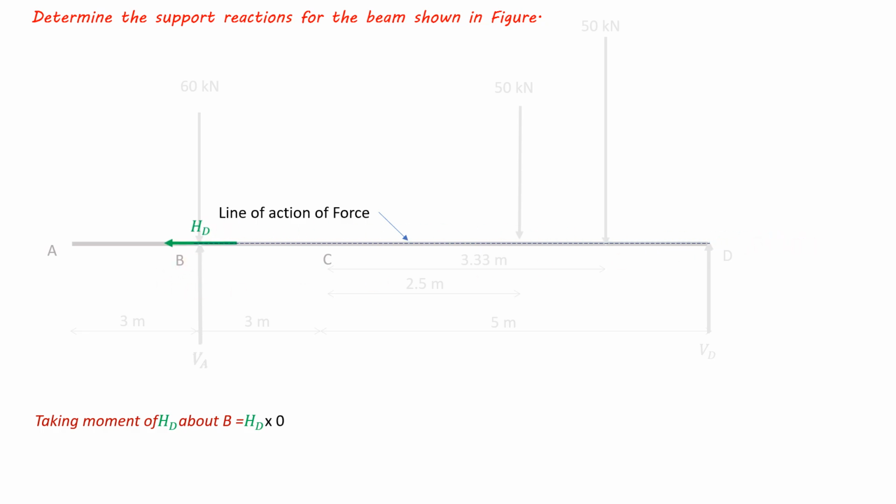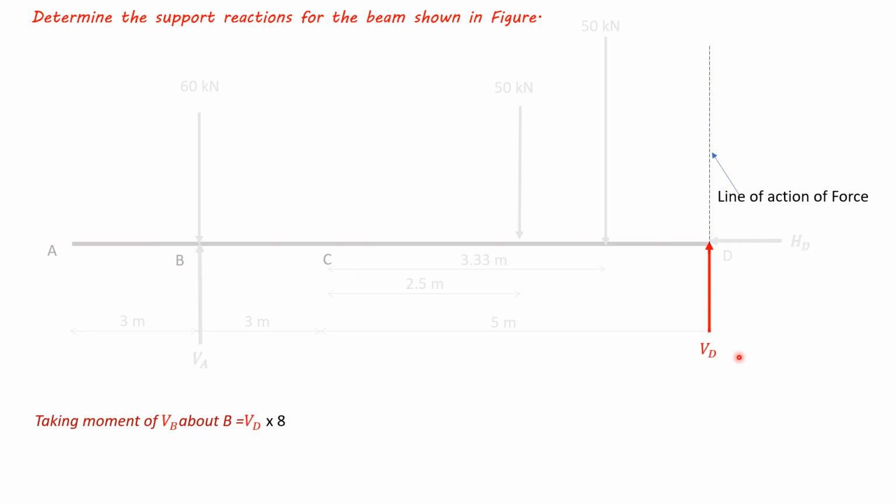And this HD force passes through line of action like this. It passes through point B, so it will have zero moment about point B. This VD has line of action like this. It will have perpendicular distance about point B of 3 plus 5, 8 meters. It rotates about point B anticlockwise, and it will have magnitude of moment of VD into 8.